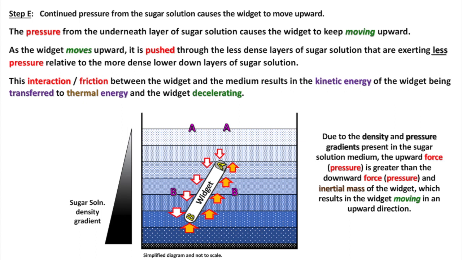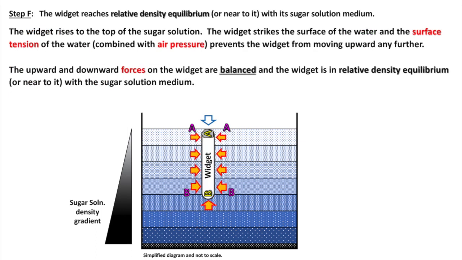This interaction, friction, between the widget and the medium results in the kinetic energy of the widget being transferred to thermal energy and the widget decelerating. Due to the density and pressure gradients presented in the sugar solution medium, the upward force, pressure, is greater than the downward force, pressure, and the inertial mass of the widget, which results in the widget moving in an upward direction.